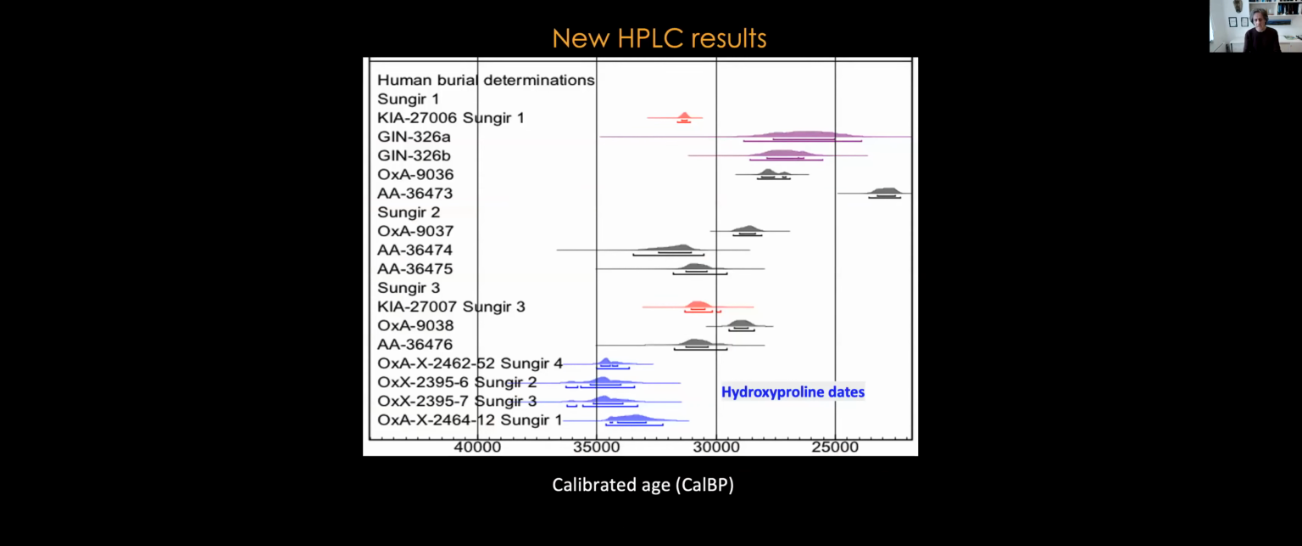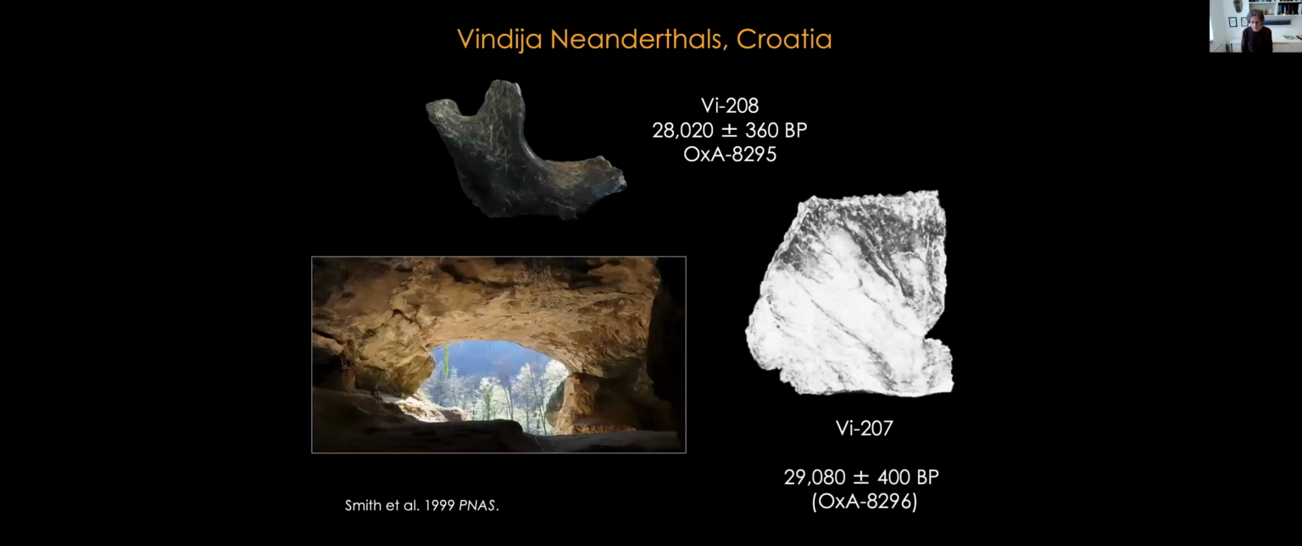For some of the burials, here are some of the results we obtained using hydroxyproline extraction, which you can see at the very bottom in blue. And you can see that all of the hydroxyproline dates are older than the previous dates established. This is generally associated with more successfully removing contaminants. All of the dates cluster around the 34 to 35,000 year old range.